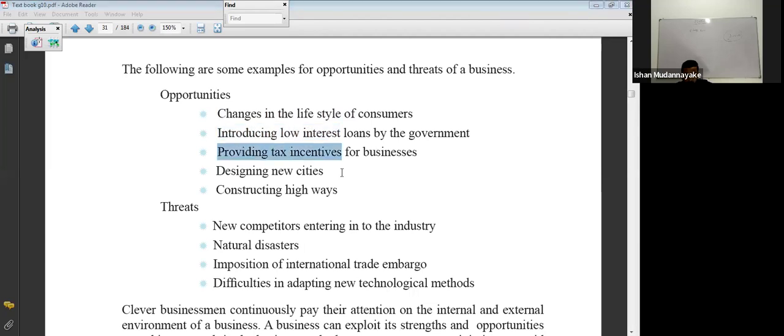Providing tax incentives for businesses. Yes. Second one, introducing low interest loans by the government.